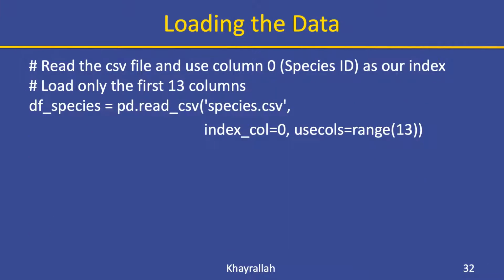So just like we did for our parks file, we need to read the data into a pandas data frame. We do that by calling the read_csv function. We pass species.csv, the file name, as an argument. In this case, we want to use the first column, the species ID, as our index. So we specify index_col equals 0. We're also only interested in the first 13 columns, so we specify usecols equals range of 13. And that should load just what we need. This will not load any extra columns that we're not interested in.